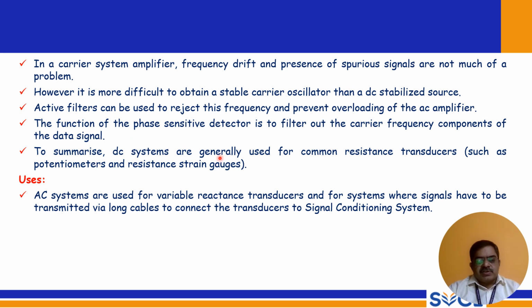To summarize, DC systems are generally used for common resistance transducers such as potentiometers and resistance strain gauges. The AC systems are used for variable reactance transducers and for systems where signals have to be transmitted via long cables to connect the transducers to the signal conditioning system.